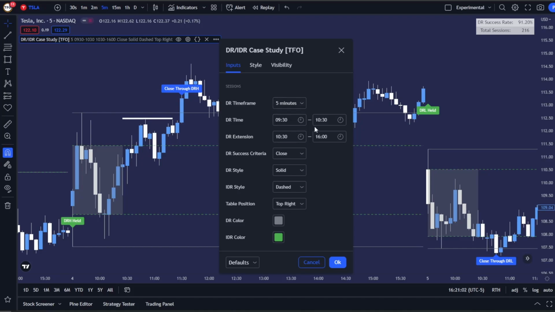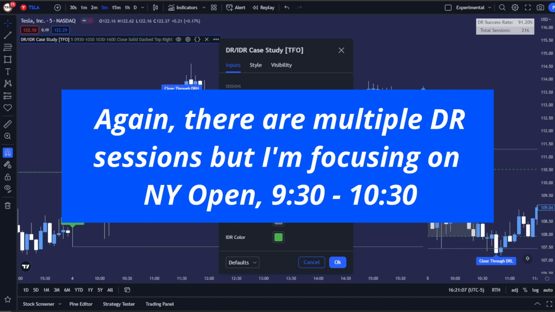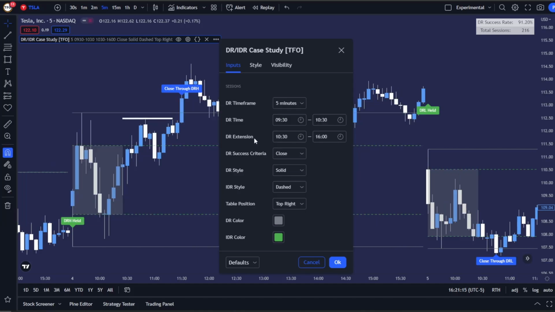The DR range, so the one I'm primarily concerned about, is 9:30 to 10:30, so New York Open. There are some other ones, but I'm just testing this one right now. You can obviously change it however you want. And I just named this the DR extension. So basically the remainder of the session that you're checking to see if the DR succeeded or did not.